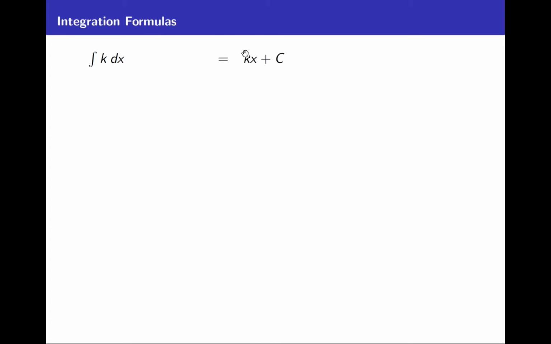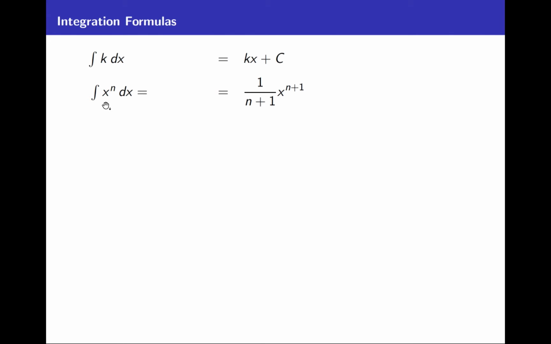And to check that, differentiate k times x plus c, and the derivative of k times x is just k plus 0. It just gives you the k there. So with this formula, you would say that the integral of 5 dx is 5x plus c. The integral of pi dx is pi x plus c, and so on.